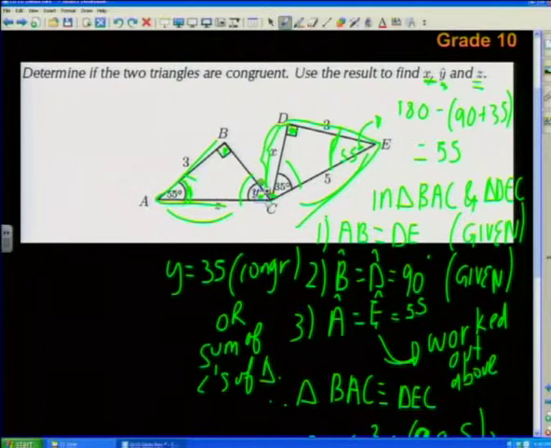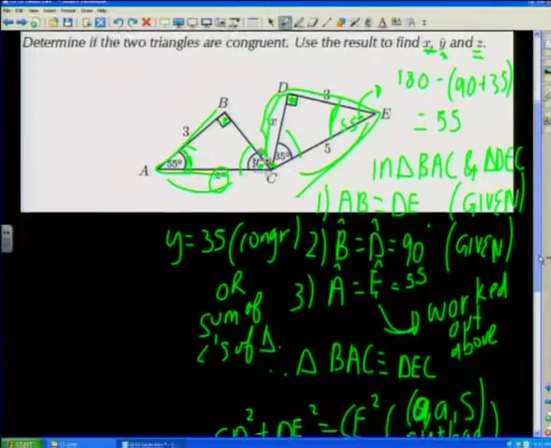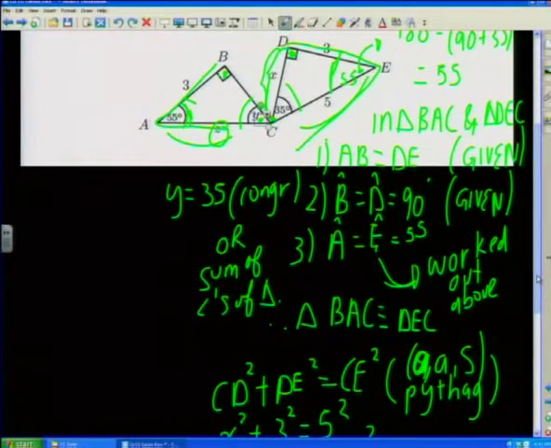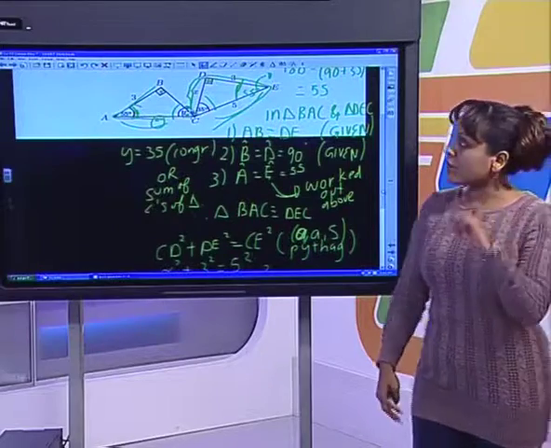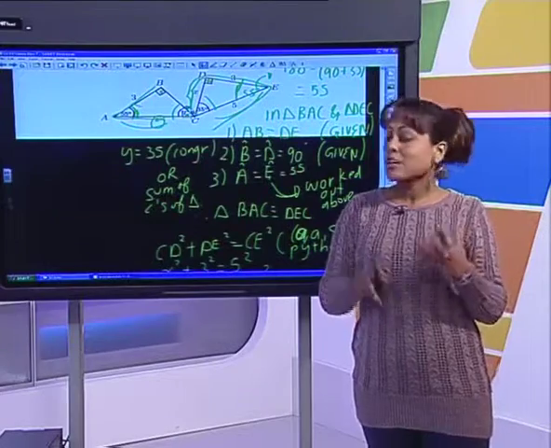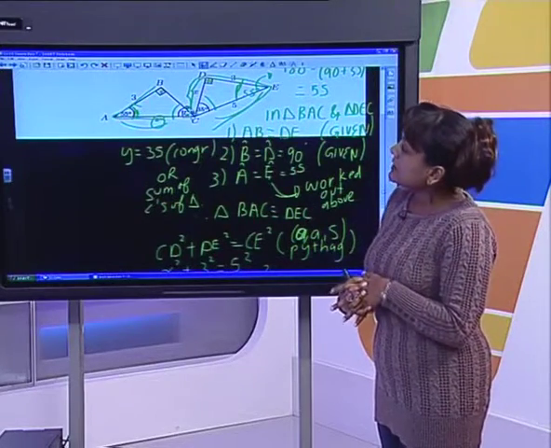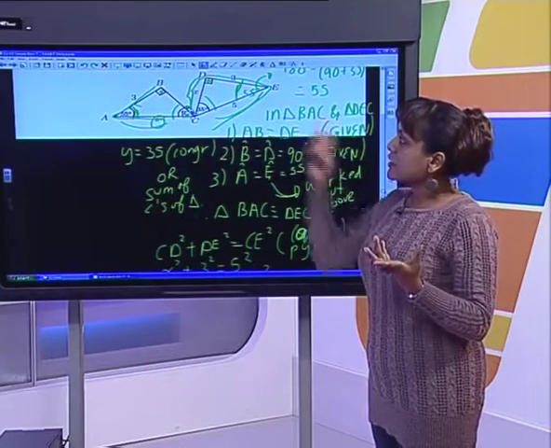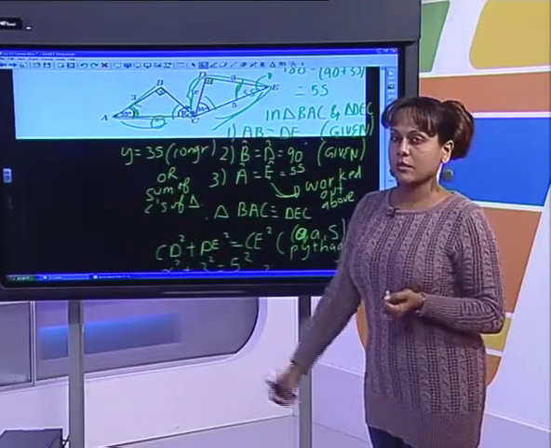And then the final thing we need to find here is z. And there we go, there's z there. Now this one is quite nice because you can't do it using any other method besides congruency. So we've got to use the fact that these triangles are congruent in order to find z. Because if you look at triangle ABC, you can't use Pythagoras. You don't have another side. You've just got the one side, 3.